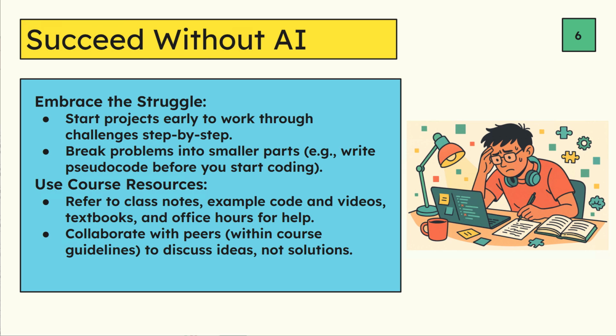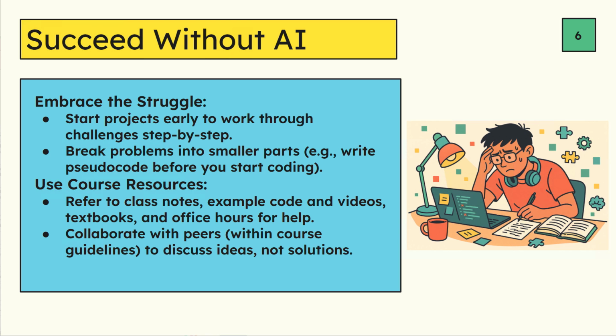So how to succeed without AI? The first thing is embrace the struggle. Start projects early, work through things step by step, practice breaking things into smaller parts. For example, writing pseudocode, thinking through the problem before you actually start writing code. These are good practices that are going to help you build the skills that you would need to be successful in your career. In fact, that's one of the reasons computer science courses are required for other fields that aren't software engineering. It's because this practice of breaking problems into smaller parts, solving those smaller parts, and then assembling that into a whole is a valid skill across many disciplines.